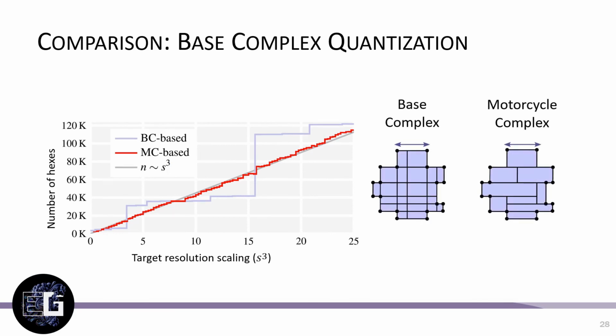In order to understand this phenomenon, we look at what the quantization actually does. It decides on a number of hex layers to insert between two corners and propagates that choice through a whole layer of blocks. The base complex in this case allows for only 2 different choices of layer insertion. The motorcycle complex instead allows for a whole 11 different choices, due to its T-junctions. This explains the much higher flexibility in achieving the target hex mesh resolution.